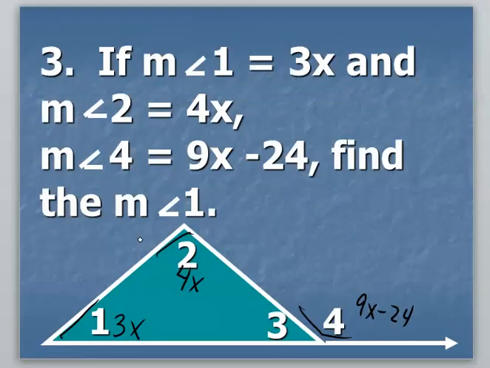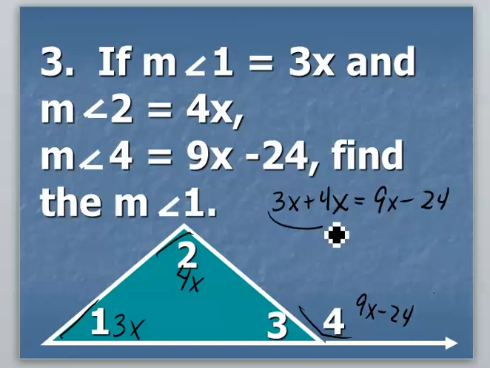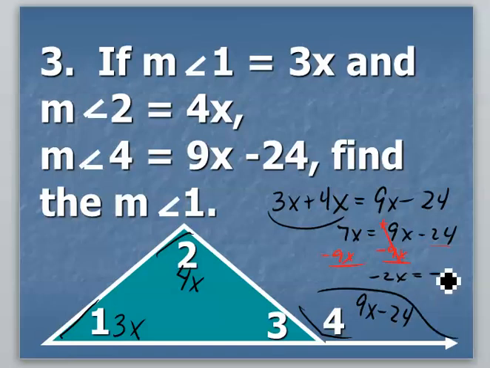So I'm going to go back to the problem and apply this. I know that if I add these remote interiors, the measure of angle 1 plus the measure of angle 2, so 3x plus 4x, that should equal the measure of my exterior angle 4, so equals 9x minus 24. 3x and 4x are like terms, so we have 7x equals 9x minus 24. I'm going to leave my minus 24 on the right and move all my x's to the left. This is a positive 9x, so I'm going to subtract 9x. We'll get that negative 2x equals negative 24. And if we divide, x is 12.